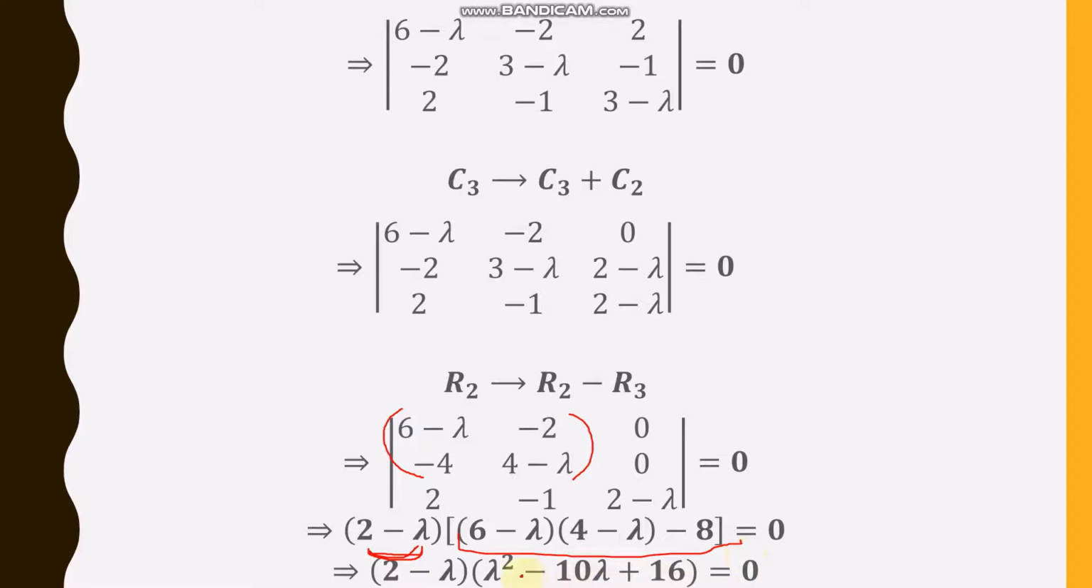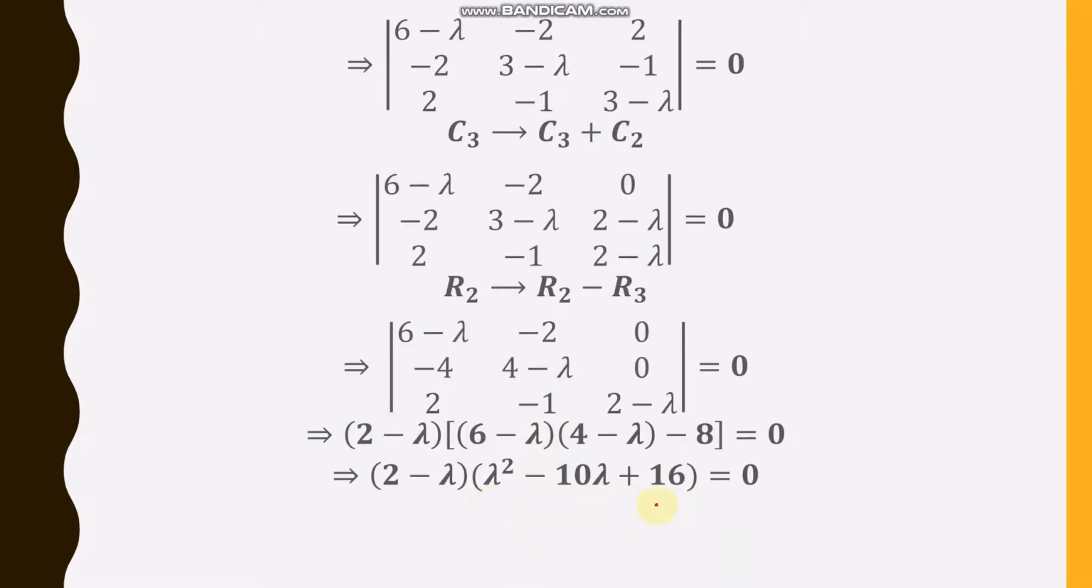So when you open up the brackets here, you will get 24, 6 times 4 is 24. 24 minus 8 will give me 16. Then you will get minus 4 and minus 6. Minus 4 minus 6 will give me minus 10, and you will get lambda square.